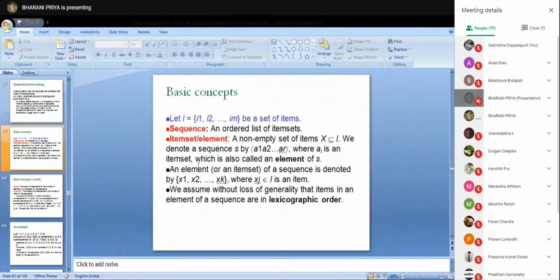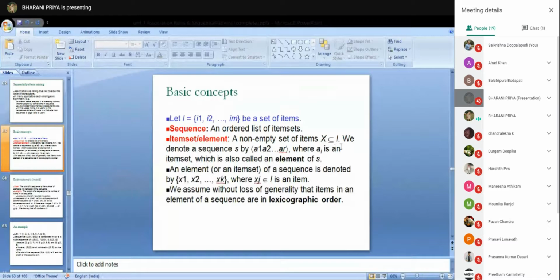See, these are new terminologies for you. If you have not understood, then and there you stop me. I is the item set, or sorry, I contains the number of items. And a sequence is an ordered list of item sets, but not items. Remember that. An ordered list of item sets. Then an item set, which is also called an element, is a set of items which is a subset of or equal to I.